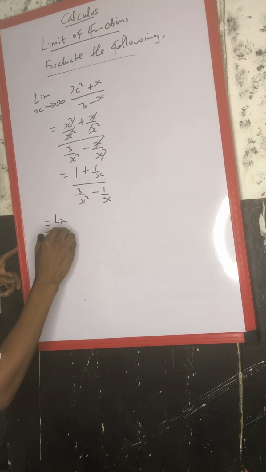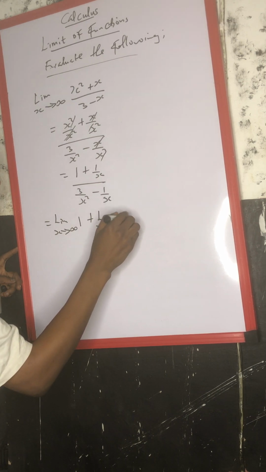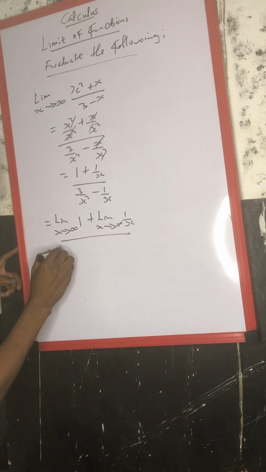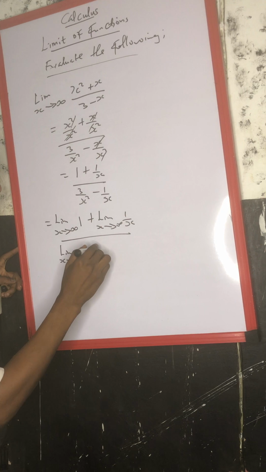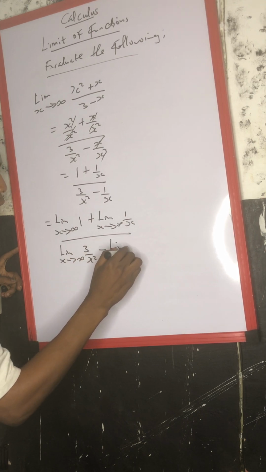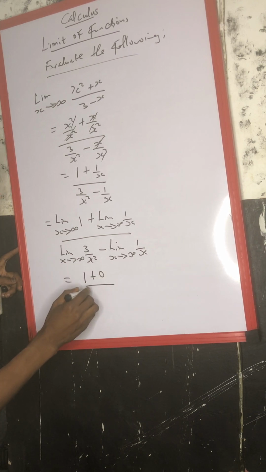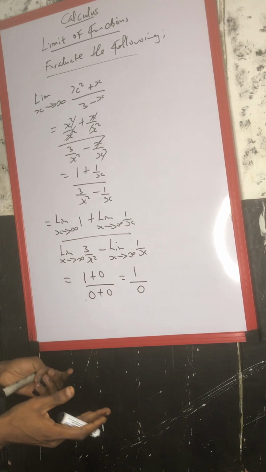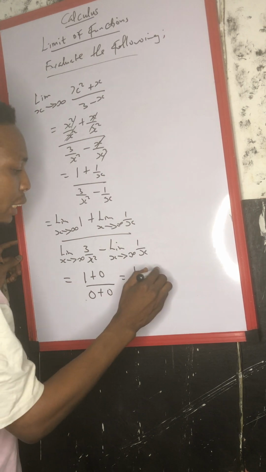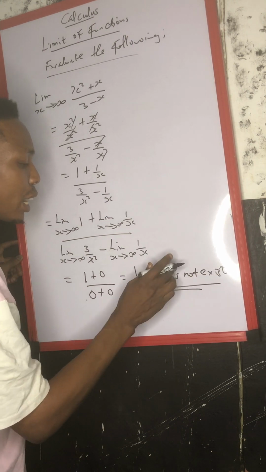So we have limit of s approaches infinity 1, plus limit of s approaches infinity 1 over s, all over limit of s approaches infinity 3 over s squared, minus limit of s approaches infinity 1 over s. So we get 1 plus 0, all over 0 plus 0. So we have 1 over 0, and 1 cannot be divided by 0, which gives you infinity, simply that it does not exist. So that is your answer.